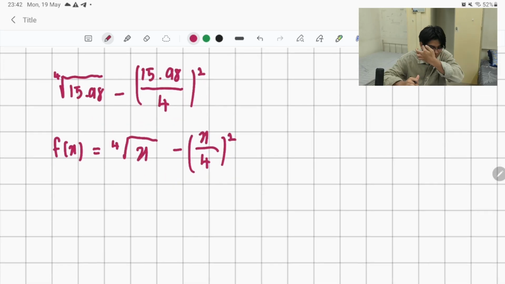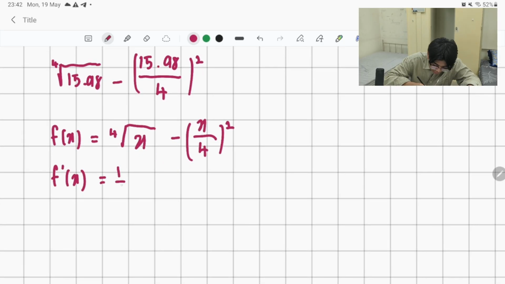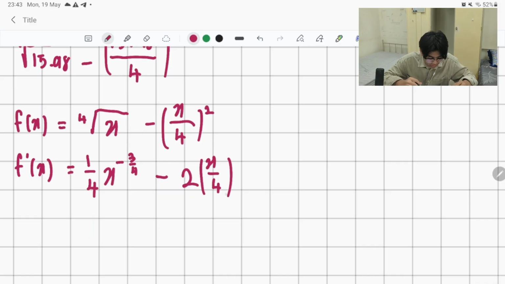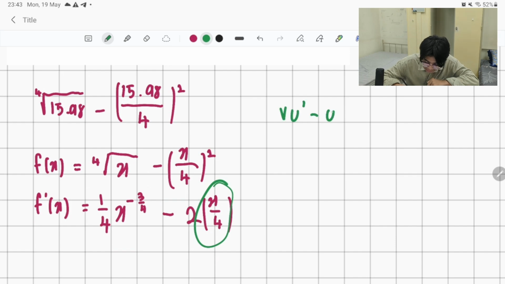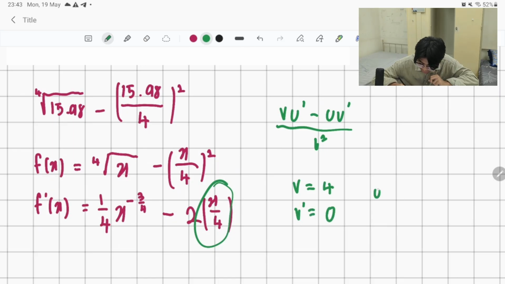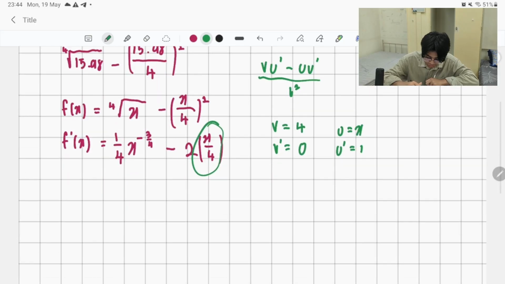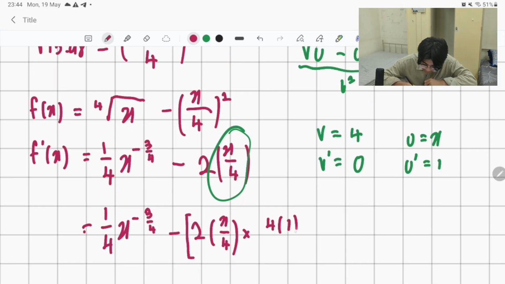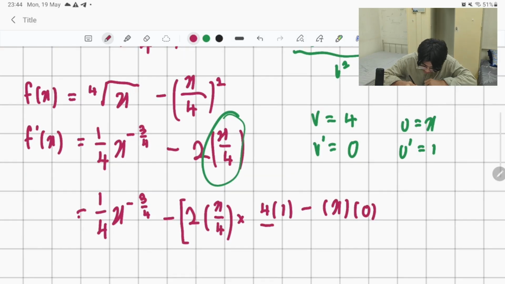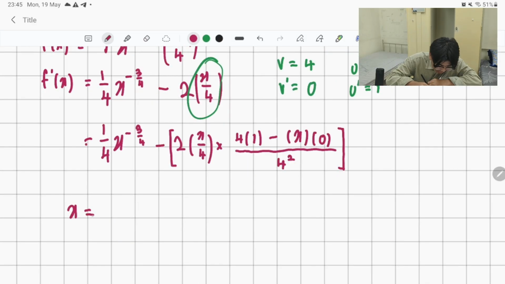From this equation we need to differentiate: f prime equals 1 over 4 x to the power of minus 3 over 4 minus 2 times x over 4. For this we need to use the quotient rule. The formula is (v u prime minus u v prime) over v squared. v is 4, so v prime equals 0, u equals x, u prime equals 1. So we get 1 over 4 x to the power of minus 3 over 4 minus (4 times 1 minus x times 0) divided by 4 squared. x equals 15.98, x naught equals 16.